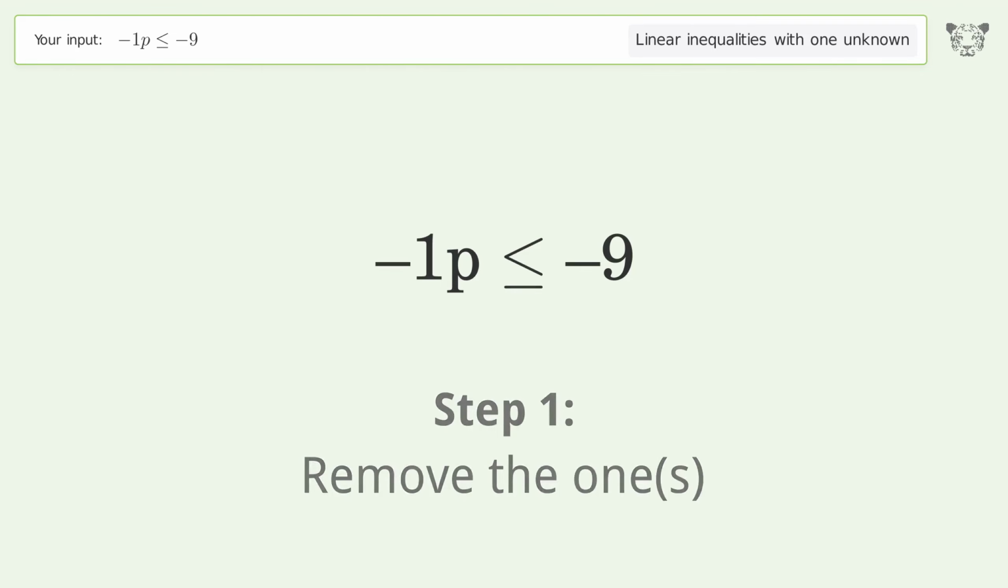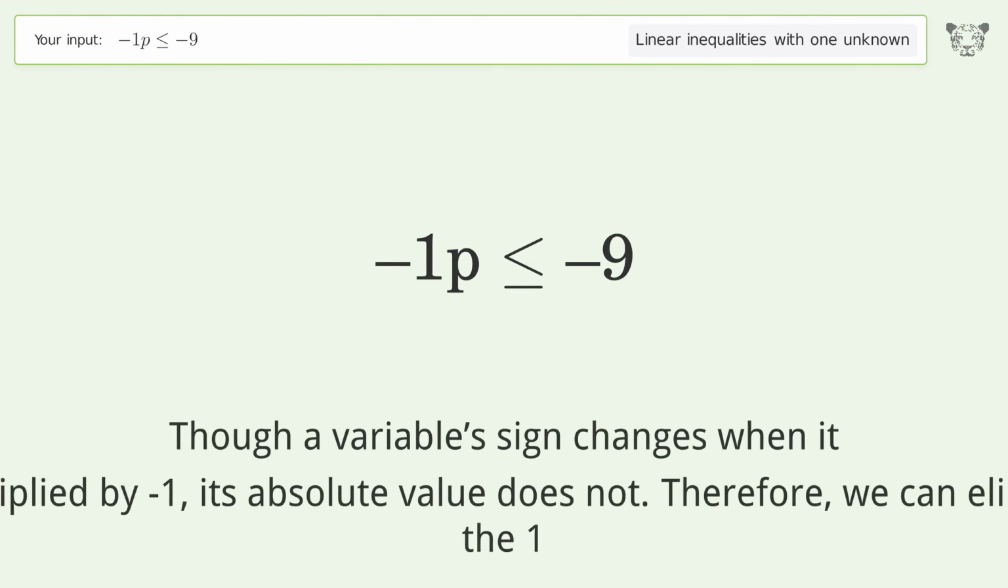Remove the ones. Though a variable sign changes when it is multiplied by -1, its absolute value does not. Therefore, we can eliminate the 1.